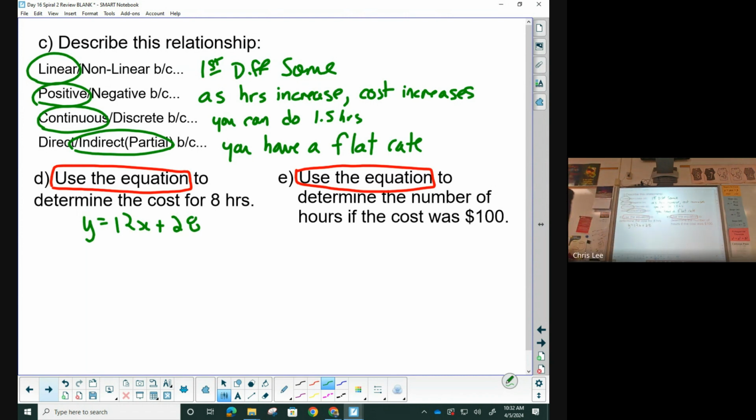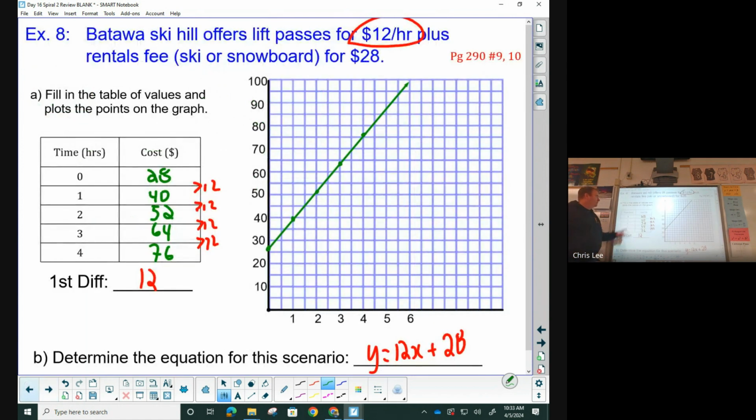And it says the cost is 8 hours. Is that your X or your Y? Cost 4. X, that's right. You can get reminded of that from your table. See, X is first, Y is second. Time, cost.